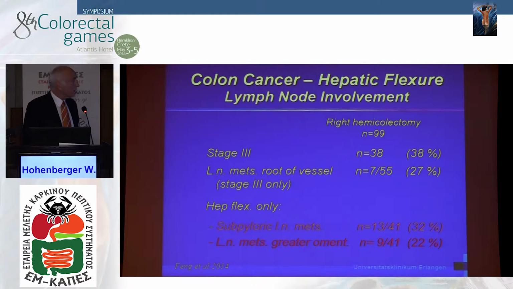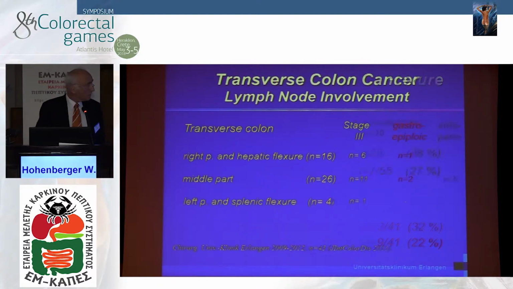There's data from just our department. No, this is from Feng. This is one of the 4 papers on this subject. They found what they call subpyloric lymph nodes, and these are those over the head of the pancreas, in a high rate, but that's what I want to talk about now. Lymph nodes along the greater omentum in 22%, 9 of 41 in stage 3. So one fifth if there were lymph node metastasis at all.